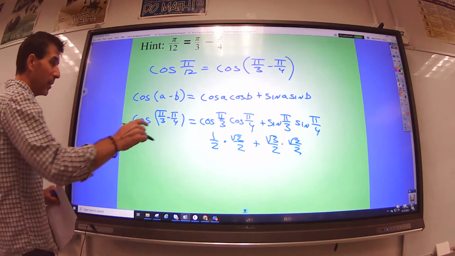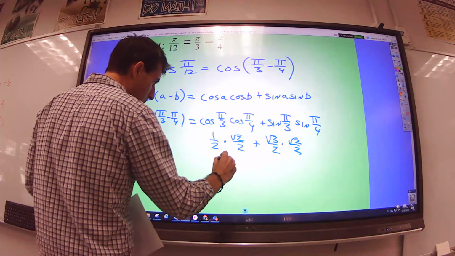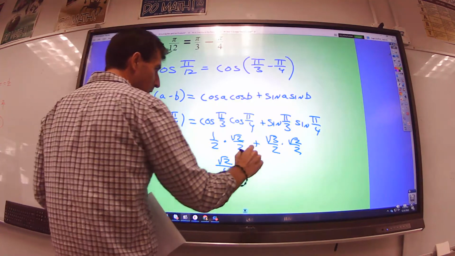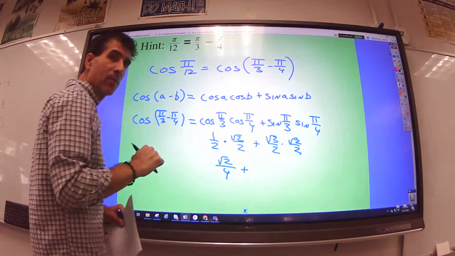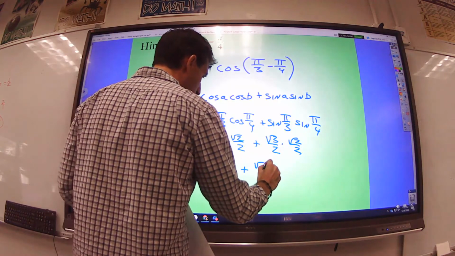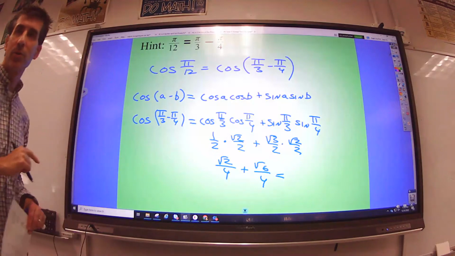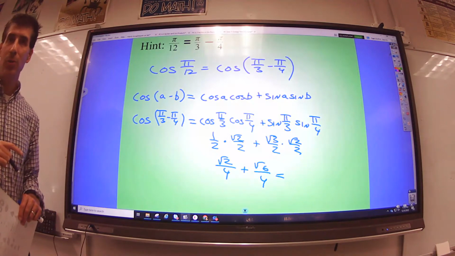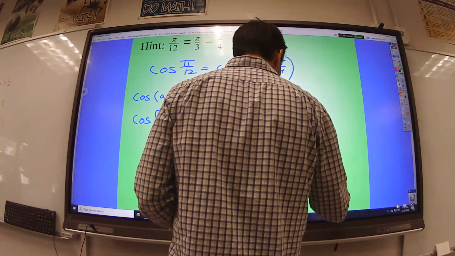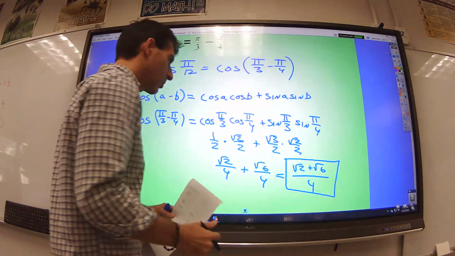Now I just multiply. When you multiply fractions, you don't need a common denominator. So it's 1 times root 2 is root 2 over 2 times 2 is 4. Plus, I can multiply the radicals. Root 3 times root 2 is root 6 over 4. But I cannot add the radicals. I got a common denominator, so I leave it as root 2 plus root 6 over 4. And that is your answer.